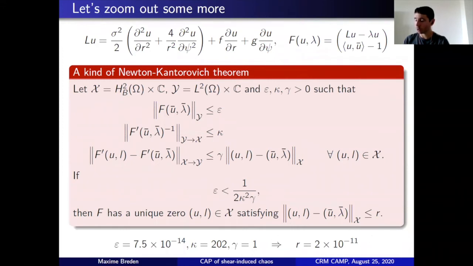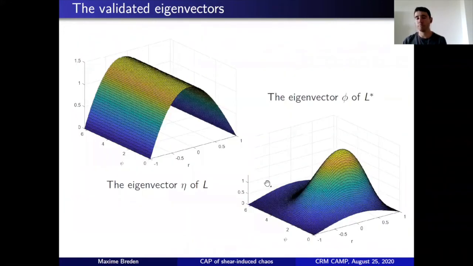So I get a rigorous enclosure of order 10 to the minus 11 or something in this X norm, which is the H2 norm. So here are some pictures. On the left is the eigenvector eta for L. On the right is the phi for L star. Of course, this is not the true solution. This is the numerical, the approximate solution. But what I've just proven is that the true eigenvector is in a small neighborhood of size 10 to the minus 11 in H2 norm, close to that. And for the other one, I don't show you the number, but you can do something similar.